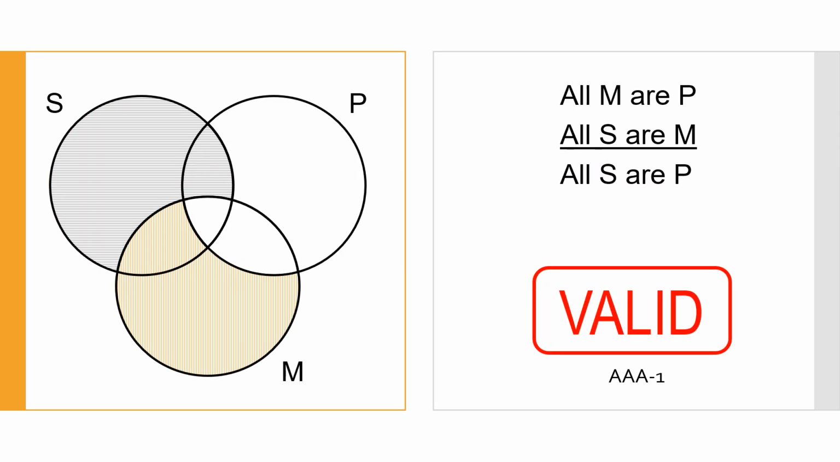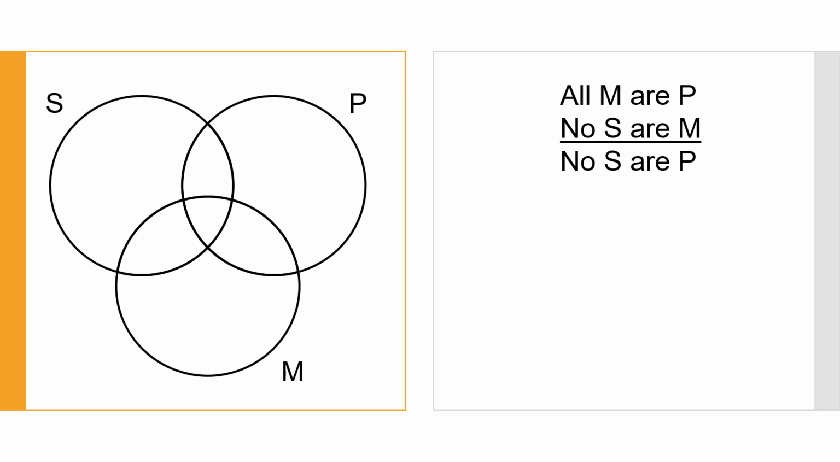So notice, because all of it's shaded, we know that this is a valid argument. So we can say that an AAA1 is valid, and it's valid in any conceivable context where you find it. It doesn't matter what our terms stand for, whatever S, P, and M stand for, AAA1 is always valid. So let's take a look at an example that is not valid.